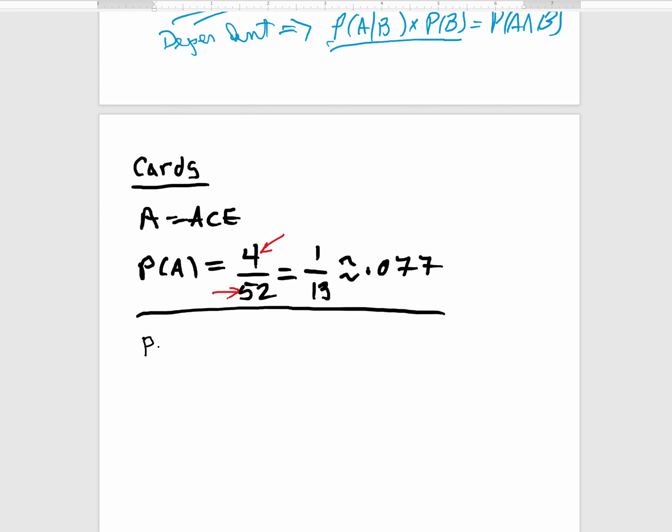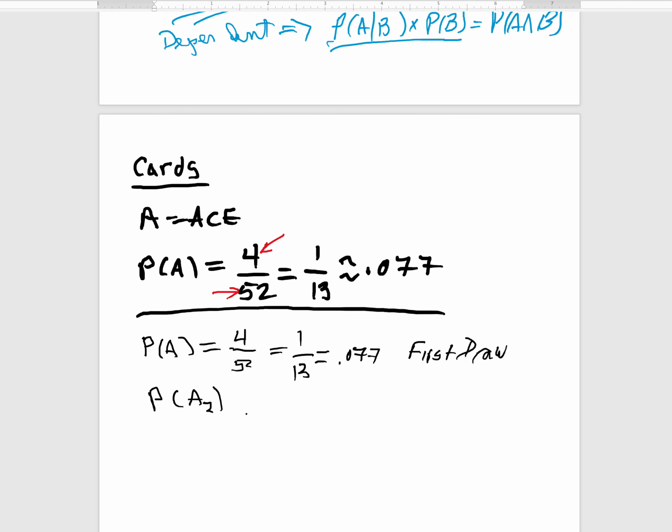So the probability of picking an ace the first time is 4 out of 52, which is 1/13th, which is 0.077. And this is the first draw. The probability of getting an ace the second time, let's call it ace on the second draw.